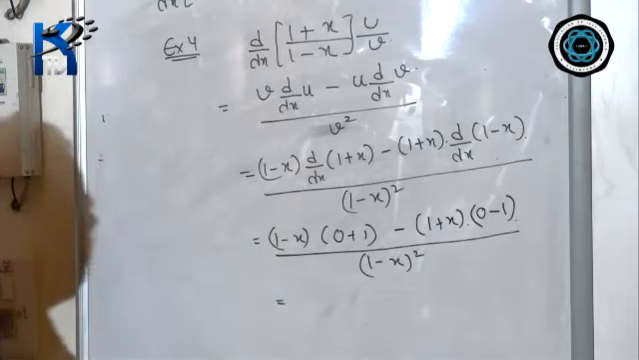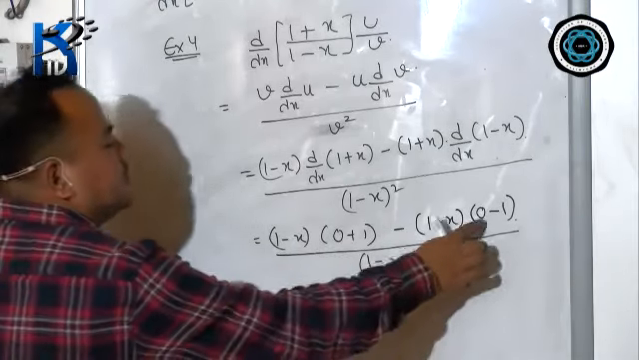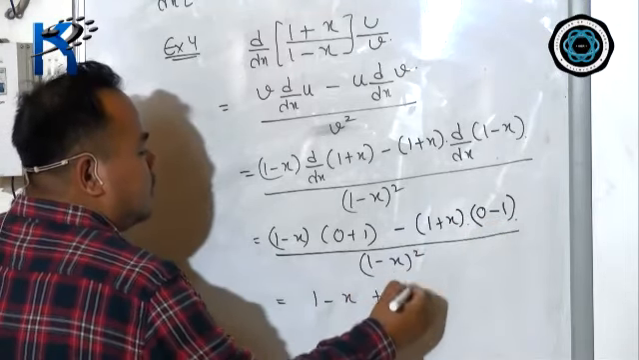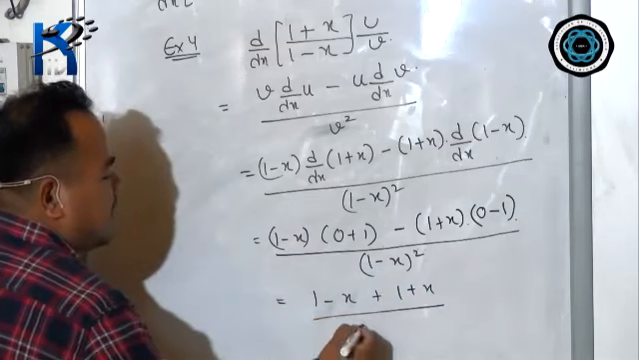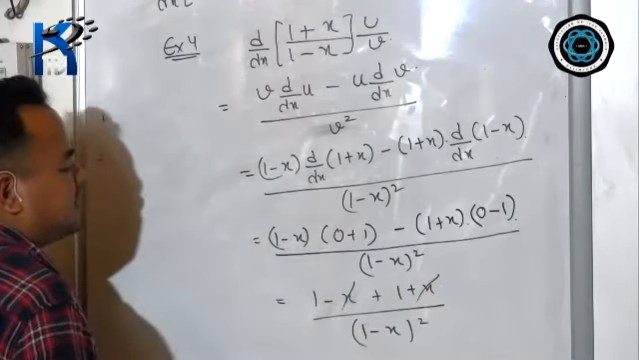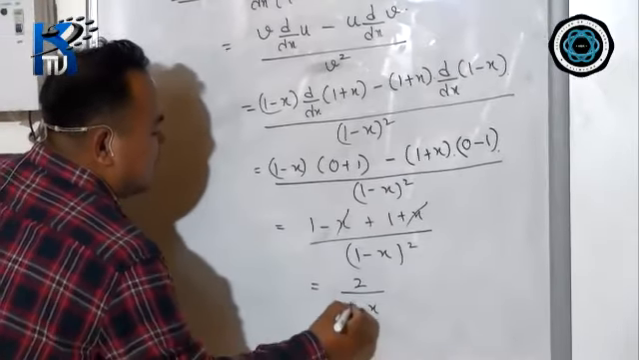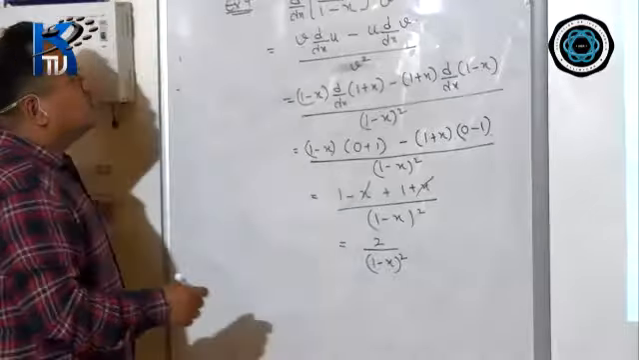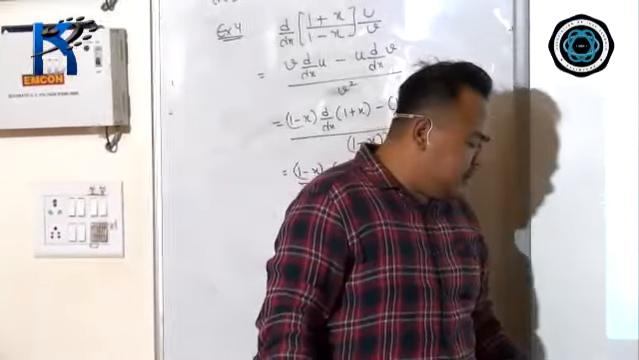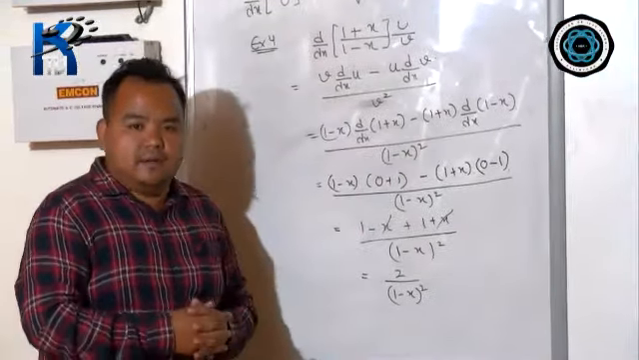Now let me simplify this. 1 minus x, 0 plus 1 is 1, 0 minus 1 is minus 1, minus into minus, plus 1 plus x, divided by 1 minus x whole square. So plus x and minus x gets cancelled. 1 plus 1 is 2 divided by 1 minus x whole square. So these are the 4 properties which are very important when we solve problems on differentiation or derivative.